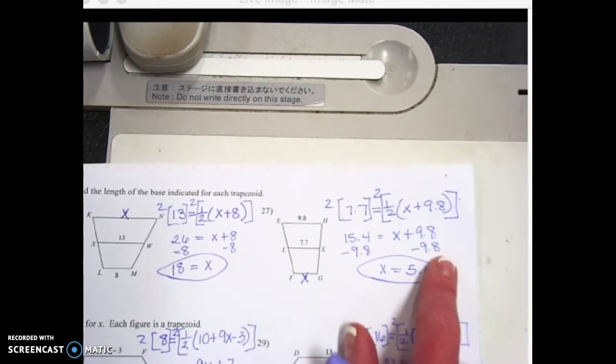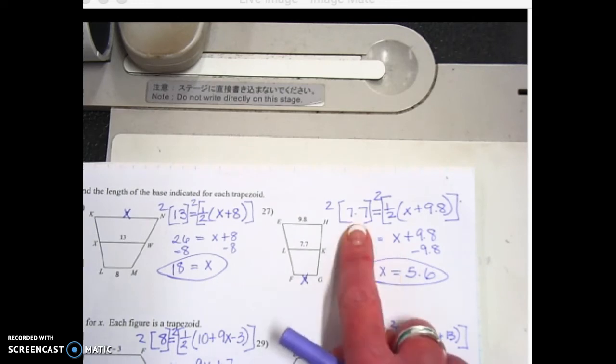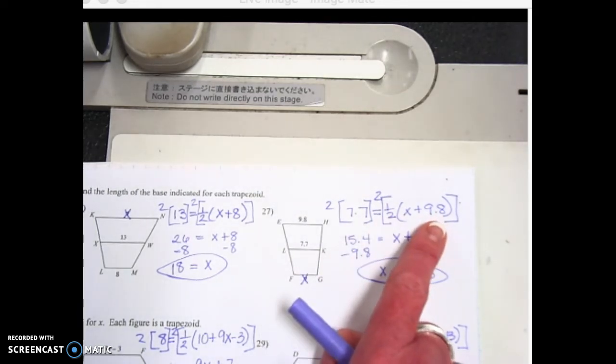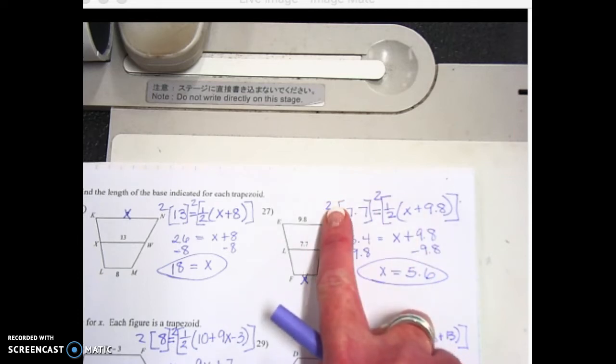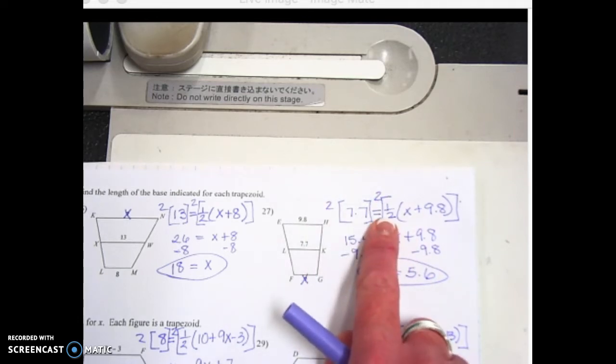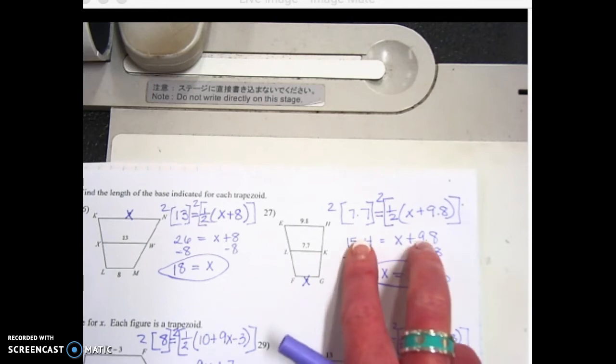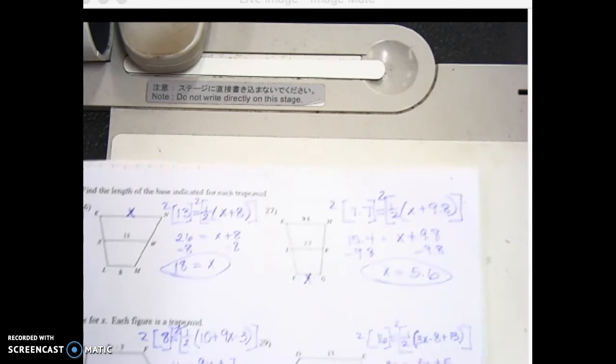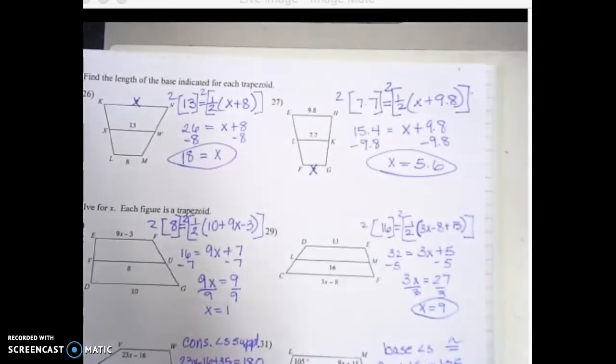27 is the same, it just involves decimals. So you set that mid-segment equal to half of the two bases added together. Multiply both sides by 2 to get rid of that fraction. Then you have a nice equation without a fraction. Subtract the 9.8 from both sides.